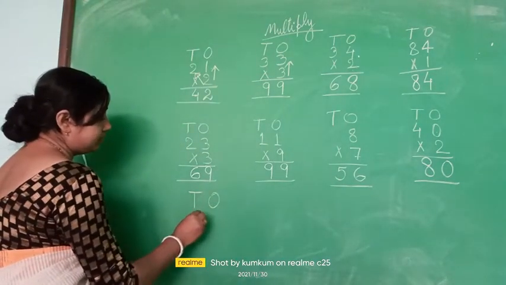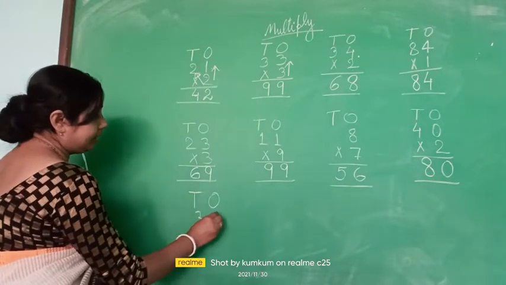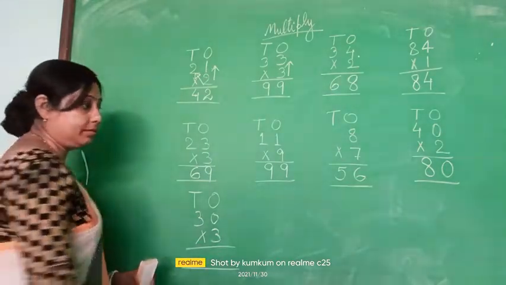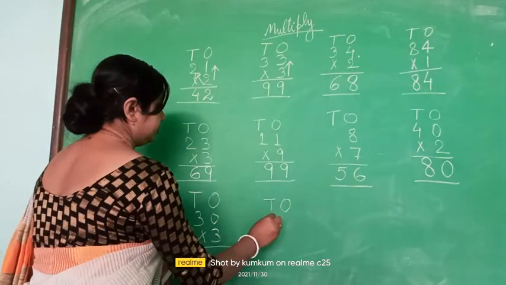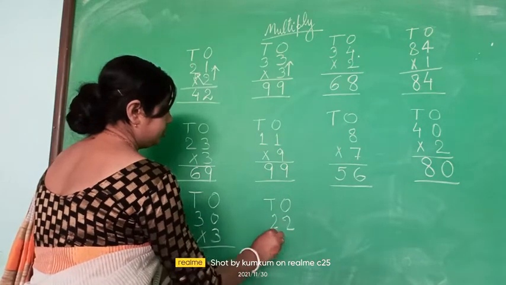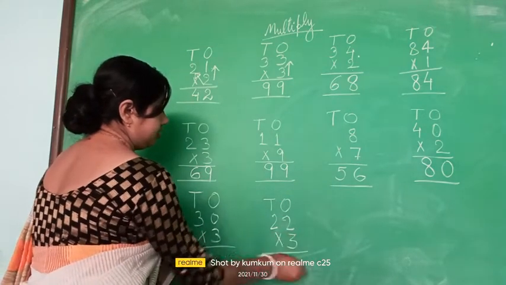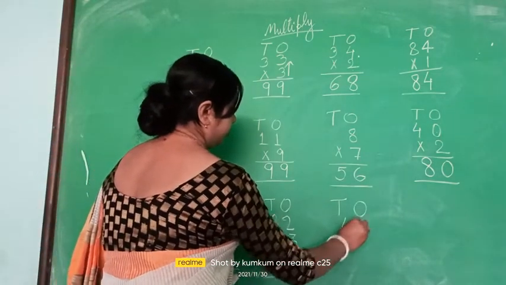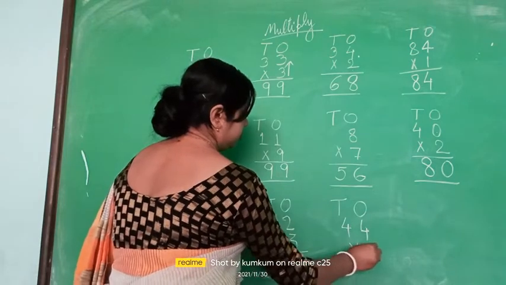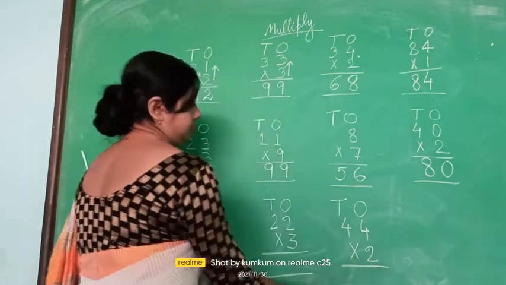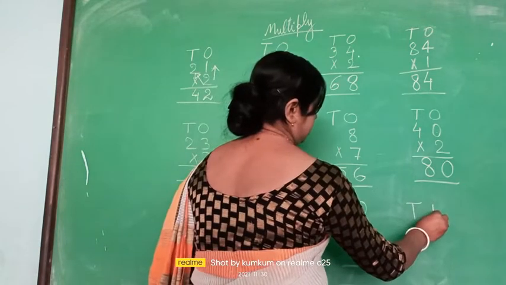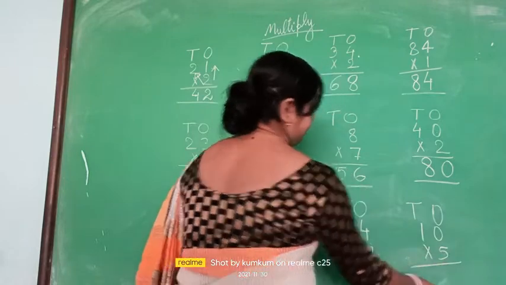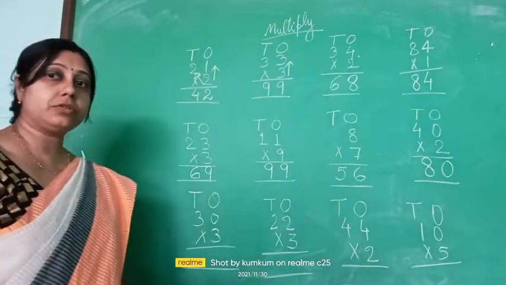Suppose I am writing here 30 into 3, then 22 into 3, 44 into 2, and 10 into 5. Now let us solve these few questions.